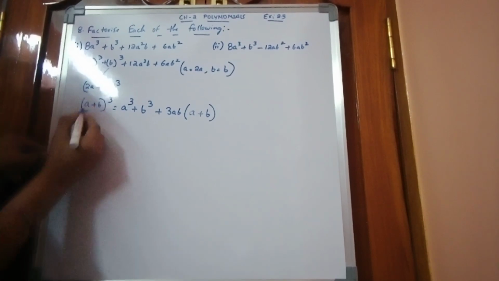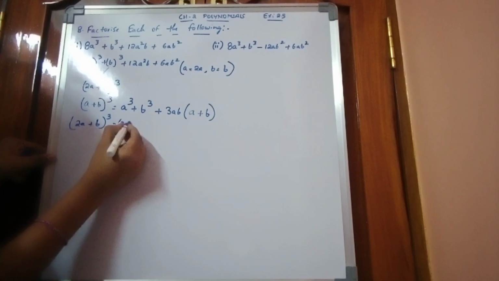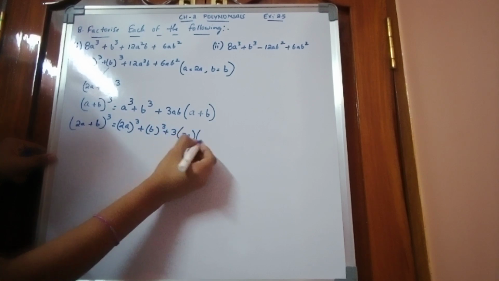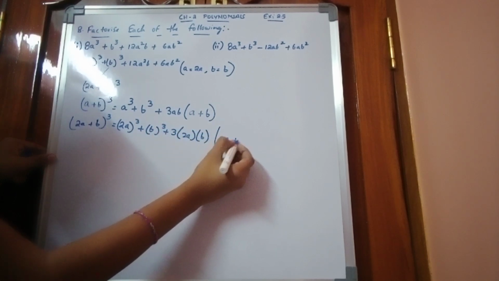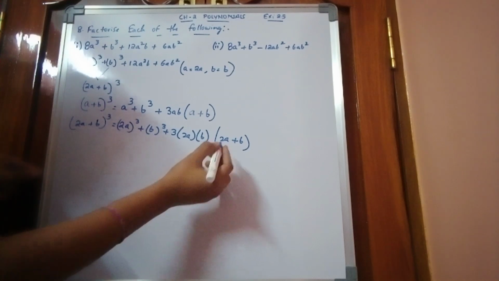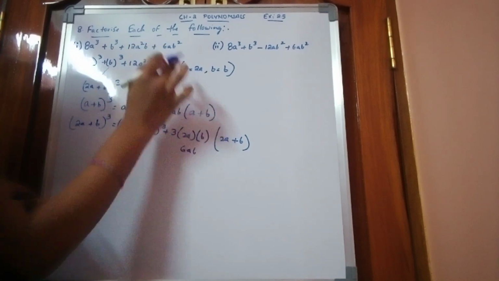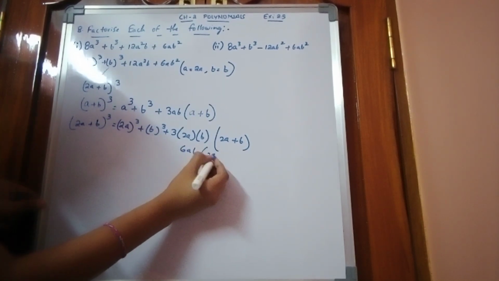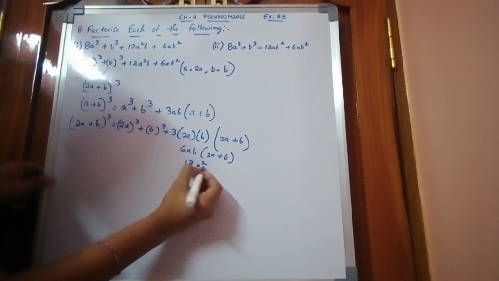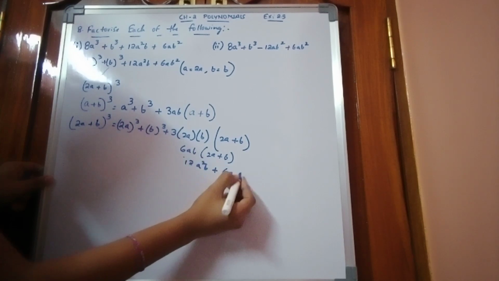So see, a is equal to 2a and b is b as it is. (2a plus b) whole cube is equal to (2a) whole cube plus b whole cube plus 3 of 2a of b of (2a plus b). So 3 times 2 is 6, so we can write 6ab of (2a plus b). See, 6 times 2 is 12, so 12 a times 2a gives 2a square b, and 6 into b is 6, and a is 1 and b is square.